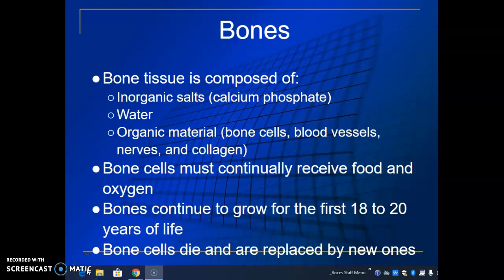Let's get started on the skeletal system. You probably already know that bone tissue is composed of inorganic salts, water, and organic material: bone cells, blood vessels, nerves, and collagen. Bone cells have to continuously receive food and oxygen. They continue to grow for the first 18 to 20 years of your life, and bone cells do die and are replaced by new ones.